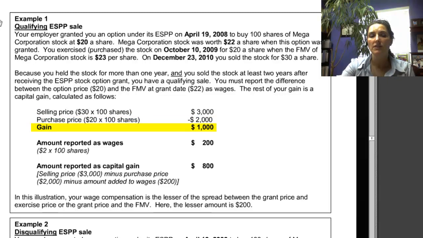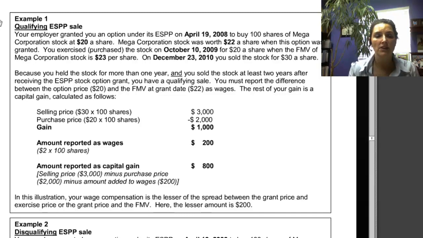But on the date that you exercised, you already had a built-in gain of $200. That was the spread between what it was worth and what you had to pay for it. And that $200 needed to be reported in your income as wages at that time. Then you have the amount that you get to report as a gain. Well, your gain is going to be the sales price minus your cost, but your cost is going to include what you paid for it as well as the additional amount that was put into your income as wages. And so ultimately you have a capital gain of $800.